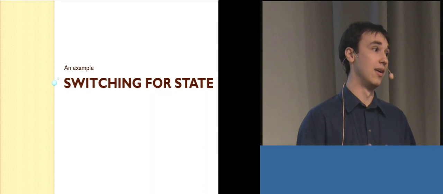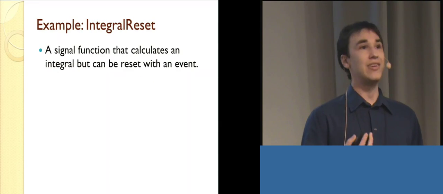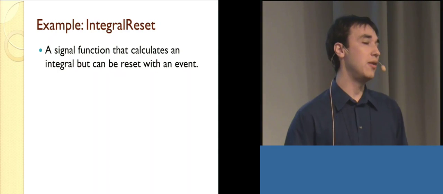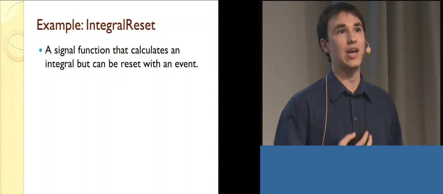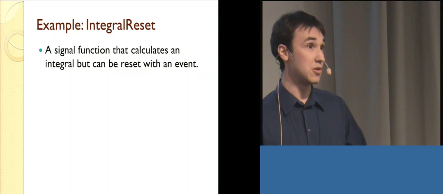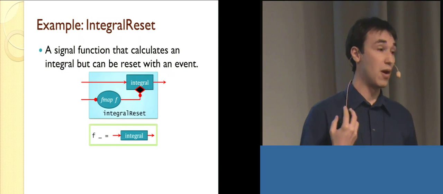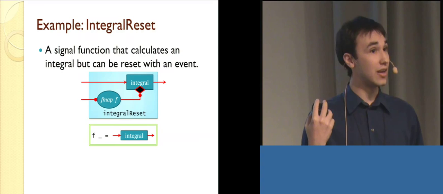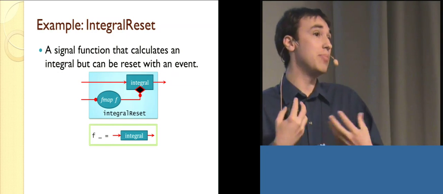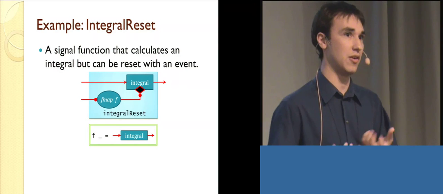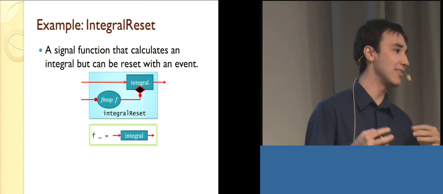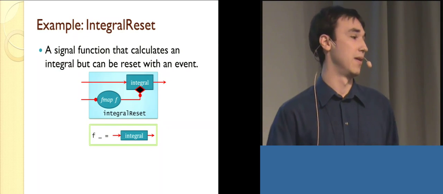So let's look at an example. So say we have an integral signal function. They often come bundled in with an FRP system. And we want it to reset itself every time a given event comes along. Well, for anyone who's programmed with higher order arrows and switch before, this should be really straightforward. What we're going to do is we're going to have our regular integral. And every time the event comes in, we're going to map over it and put on that stream a brand new integral signal function and just switch into it. And the brand new integral signal function has totally fresh state and will act like the integral just reset itself.